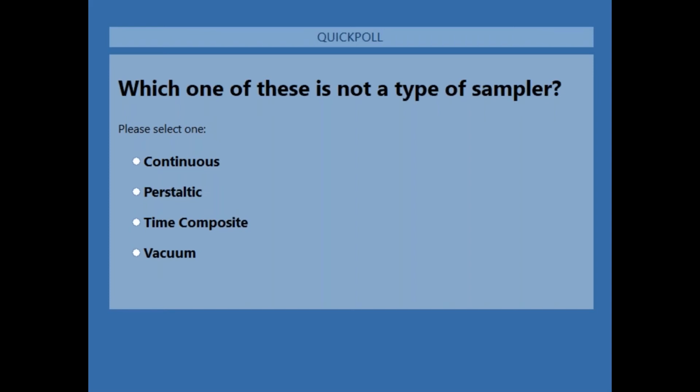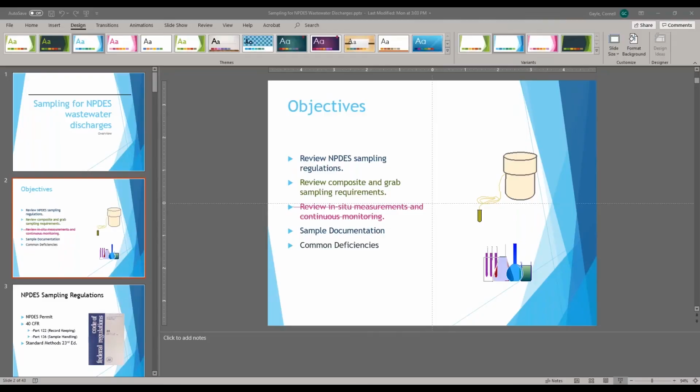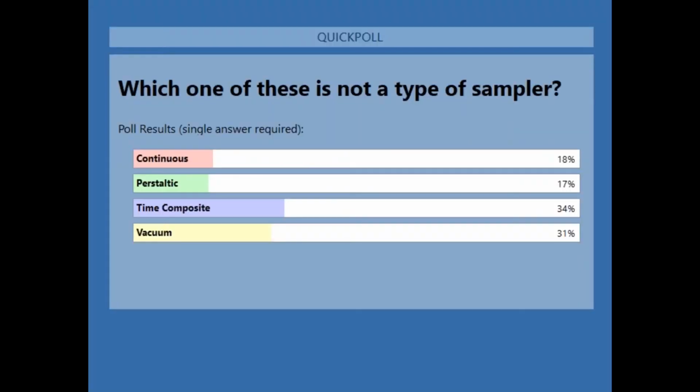Okay, I'm going to close it in 5, 4, 3, 2, 1. So I'm closing it. I'm going to share it. And so the responses were such: continuous is 18%. This is how people responded. Peristaltic, 17%. Time composite was the highest one at 34%, and vacuum was 31%. So the correct answer was time composite.